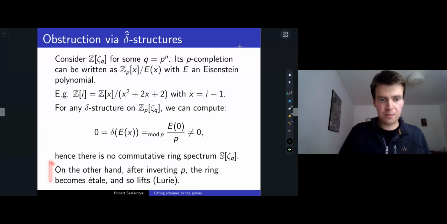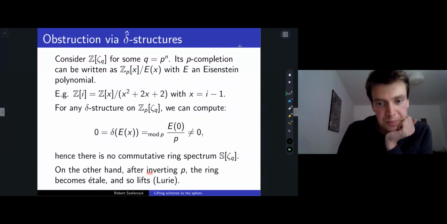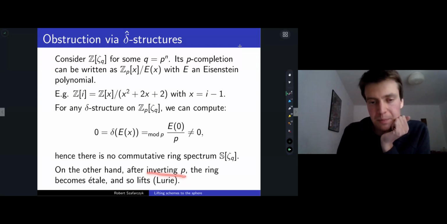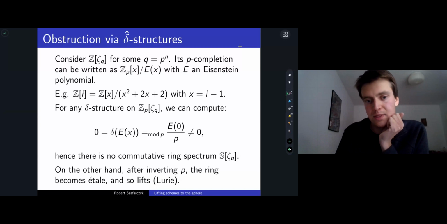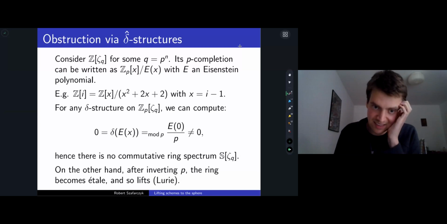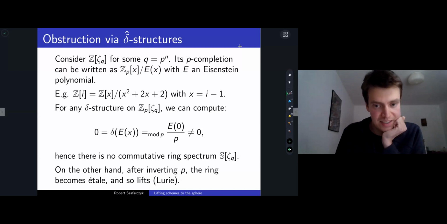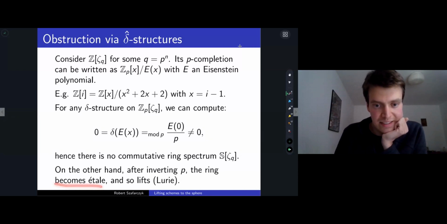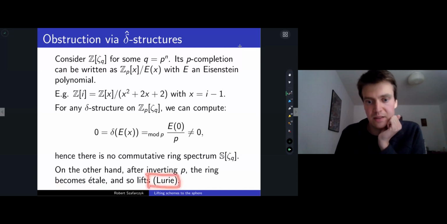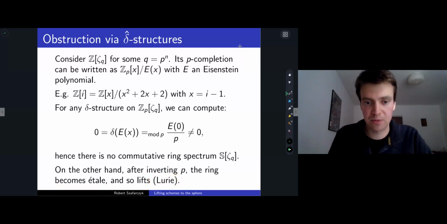And here there's a little remark: if we invert P, so remember inverting P kind of deletes the P completion, so removes this delta condition at the prime P, then this ring will actually be étale, and there's a celebrated result of Lurie which says that étale algebras always lift. So the only obstruction is at prime P, and we can see it using this delta hat structure.